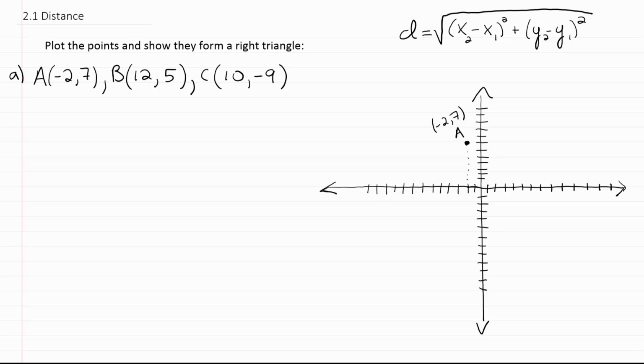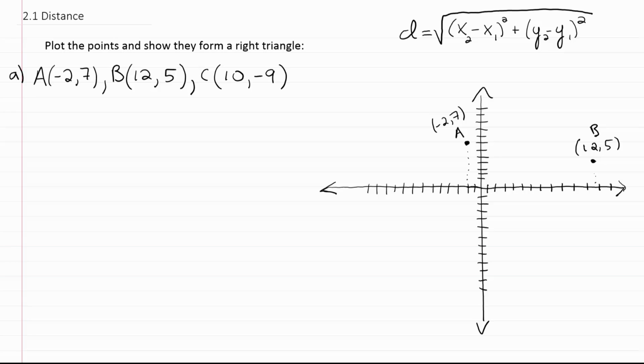Let's do point B as well. So it's 12 over and 5 up. So it'd be 1, 2, 3, 4, 5, 6, 7, 8, 9, 10, 11, 12 over and 5 up. 1, 2, 3, 4, 5. So about there, let's say. So it's (12, 5), and that's point B.